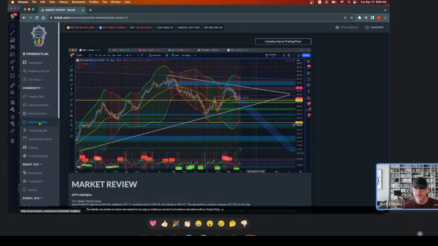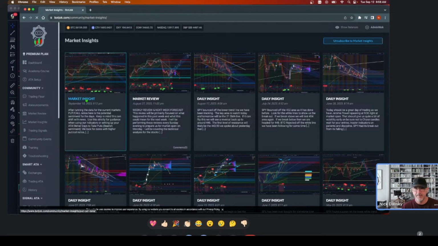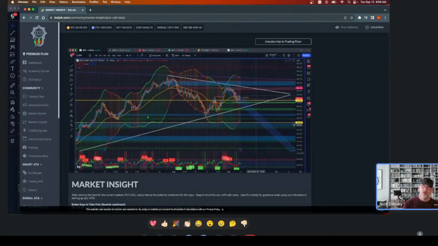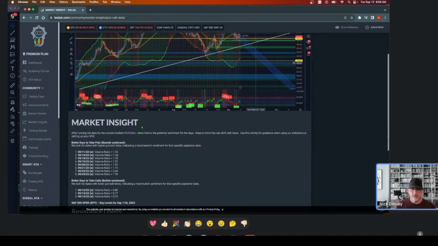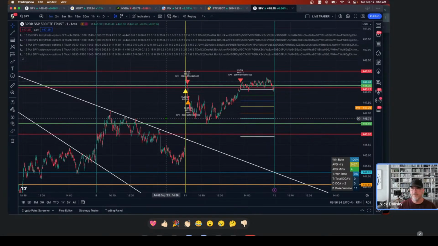So the market insight will be more support and resistance levels focused, puts, longs, or puts and calls. The concept I want to do with this one is to kind of help you guys with the levels when you're setting your live trader for your automation. So that is the idea of that.